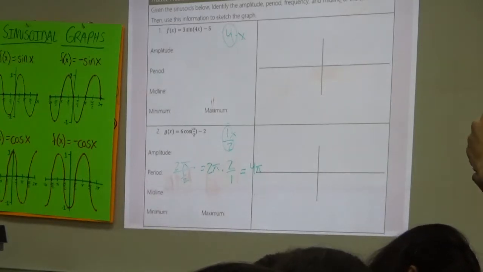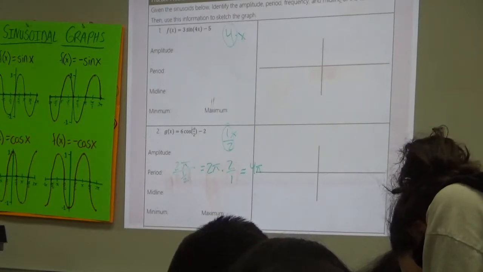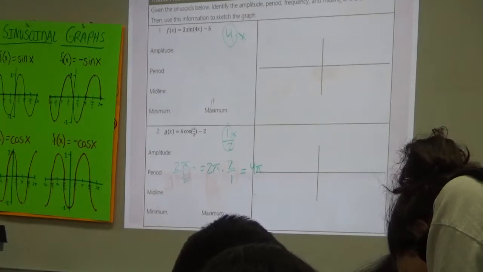Okay, for this one, 4 pi. Your 4 pi needs to go 1 full cycle, which means you need to go all the way back up to the top again.